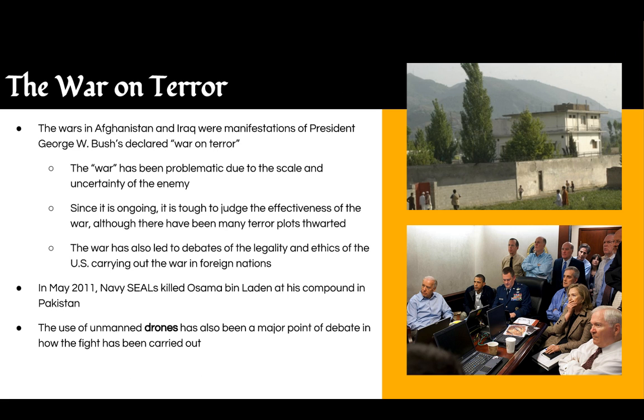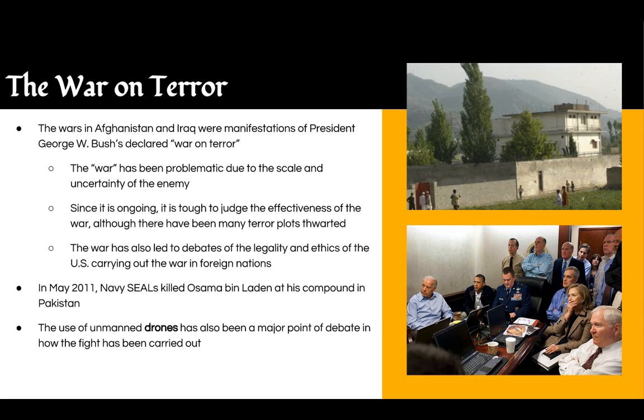And part of this presence is really to deal with this global war on terror, which was a term that George W. Bush used to describe the use of the U.S. military and all our capabilities to fight terrorists around the world. Of course, the idea of calling this a war is problematic due to the scale and uncertainty that we have of not only fighting a war against people that are not part of a country, but not knowing where these are, etc.